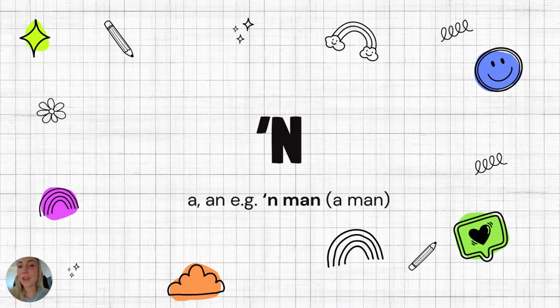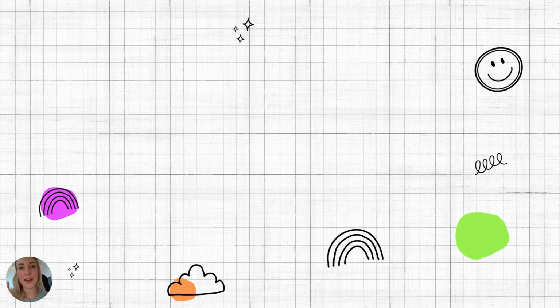So, first word, 'n. In English, this means a or an, like a man, 'n man. But unlike English, in Afrikaans, you don't have different variations for a or an, it's just 'n. So anything that you're referencing is just 'n, regardless of whether it starts with a vowel or not. So that's our first word, 'n.